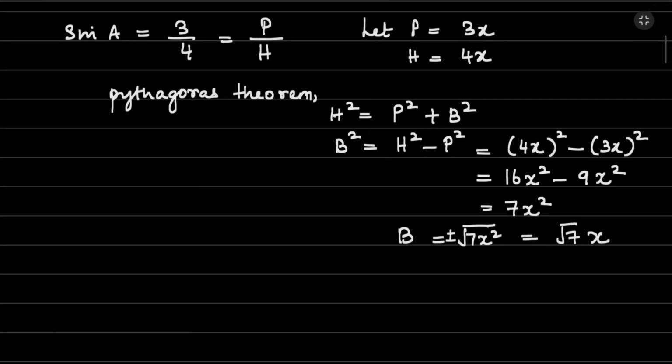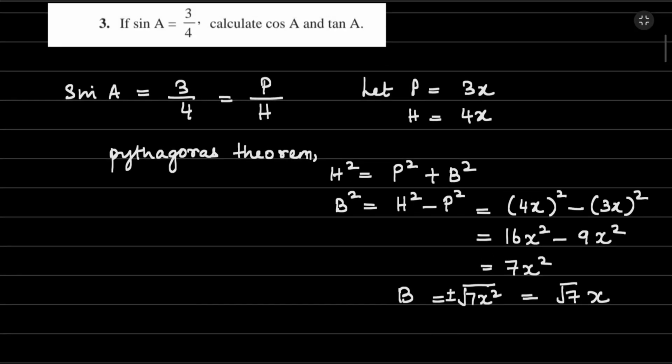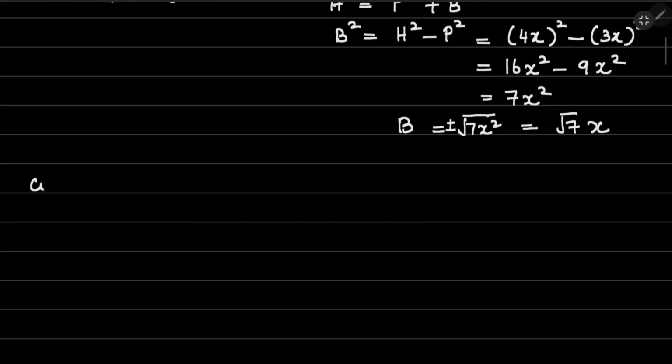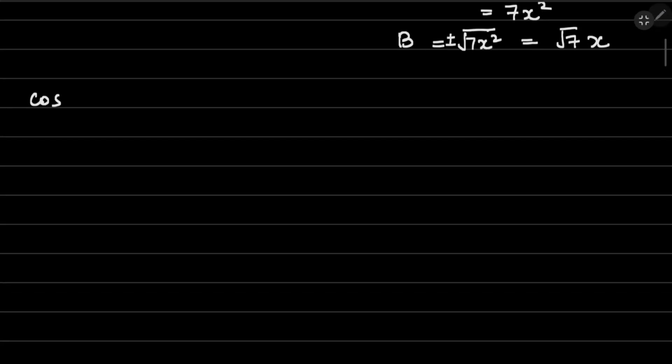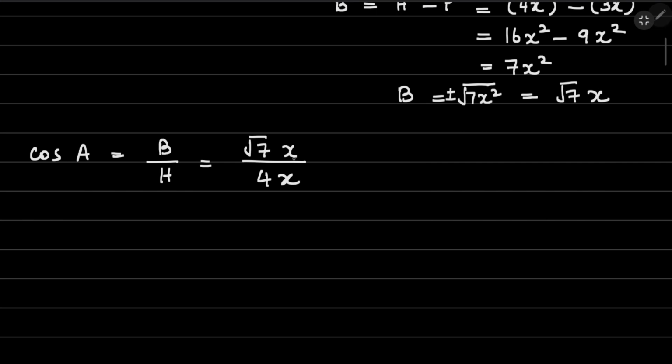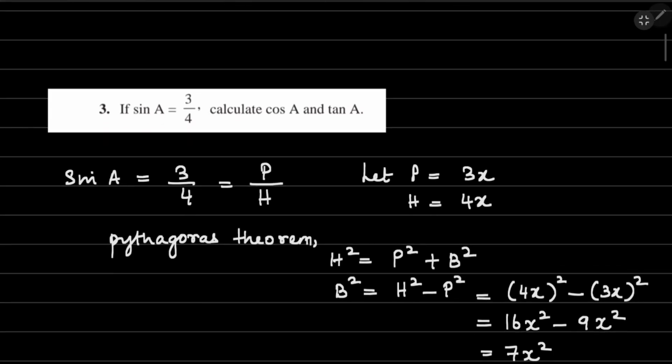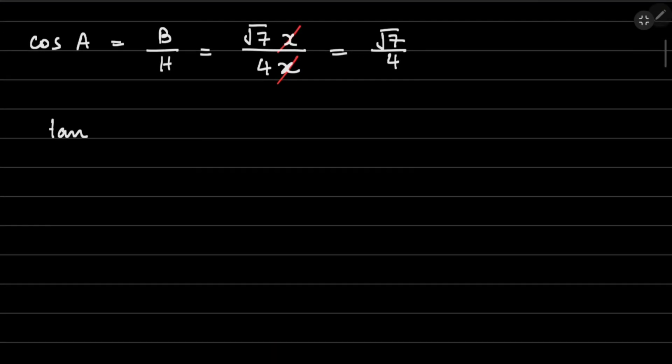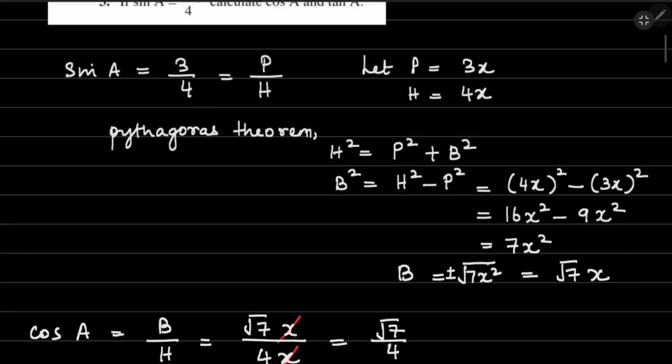So now you know what is your P, B and H. Right? Now we can calculate what is cos A. So cos of angle A. So cos A is nothing but B by H. So what is your base? Root 7x by hypotenuse is 4x. So your x and x will get cancelled. So the answer is root 7 by 4. This is the value of cos A. The other calculation to be made is for tan A. What is tan A equal to? P by B. What is our perpendicular? 3x.